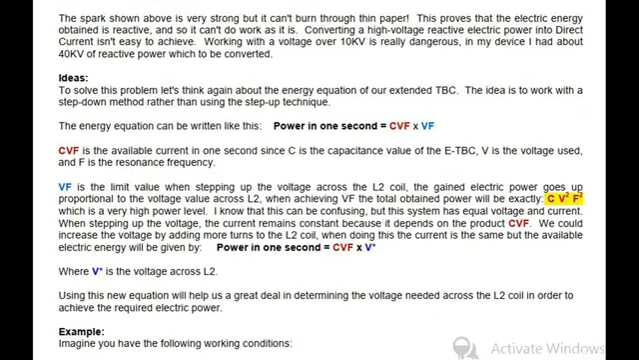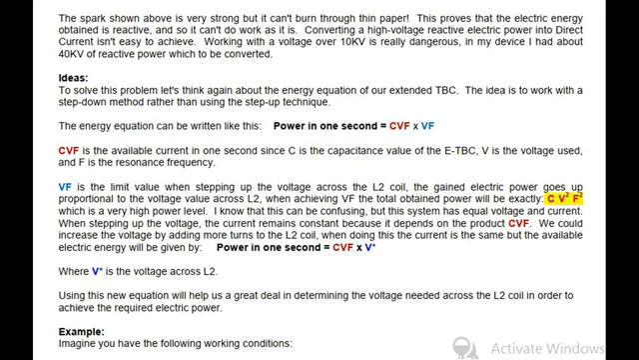VF is the limit value when stepping up the voltage across the L2 coil. The gained electric power goes up proportional to the voltage value across L2. When achieving VF, the total obtained power will be exactly CV²F², which is a very high power level. I know that this can be confusing, but this system has equal voltage and current. When stepping up the voltage, the current remains constant because it depends on the product CVF.